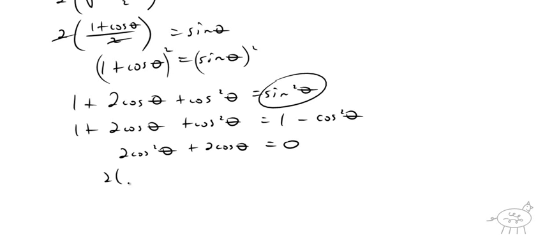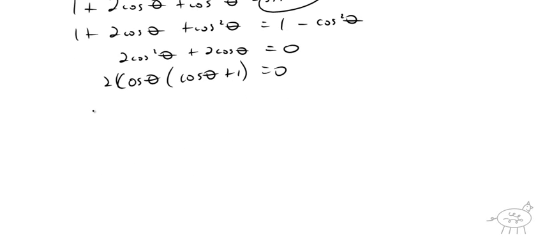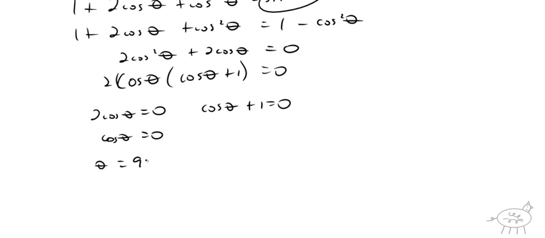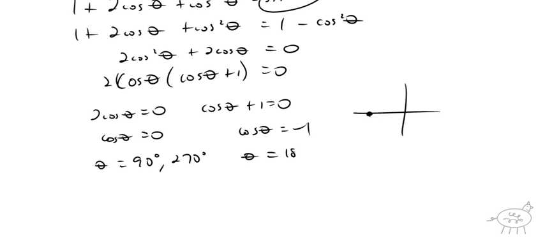That's beautiful. So I can factor out a 2 cosine of theta times (cosine of theta plus 1). So I get 2 cosine of theta equals 0, and cosine of theta plus 1 equals 0. So cosine of theta equals 0. And if I want this in degrees, I'm going to say theta is equal to 90 degrees and 270 degrees. And I've got cosine of theta equals -1. Well, where's that equal to it? It's over here, isn't it? So theta is equal to 180 degrees. So those are my three answers, but you got to plug it back in the original problem.